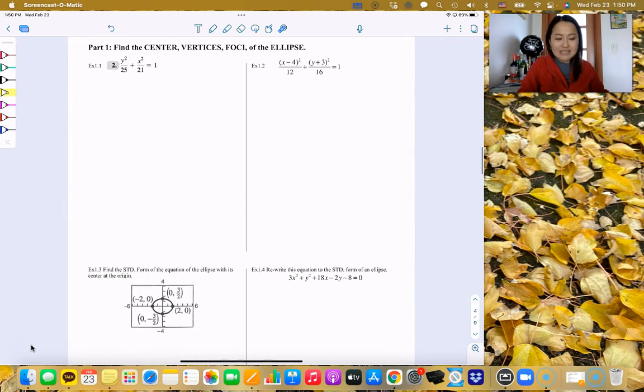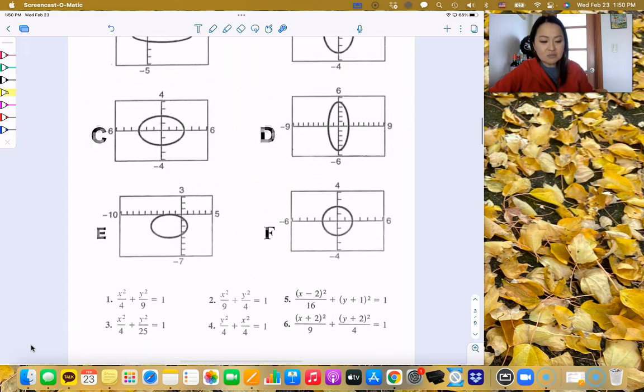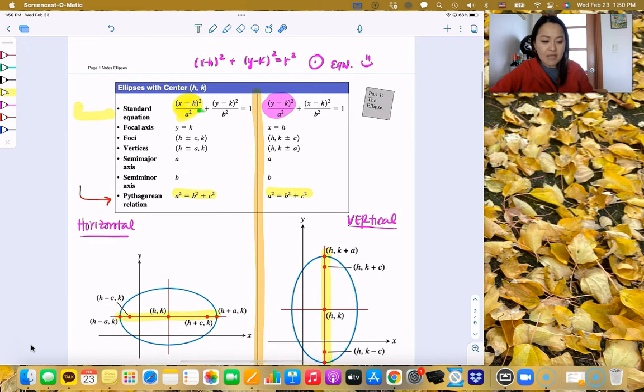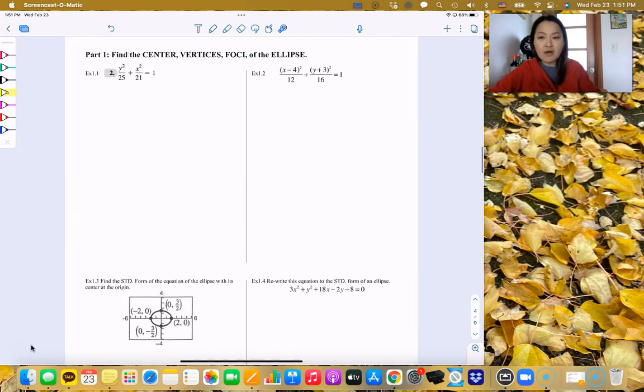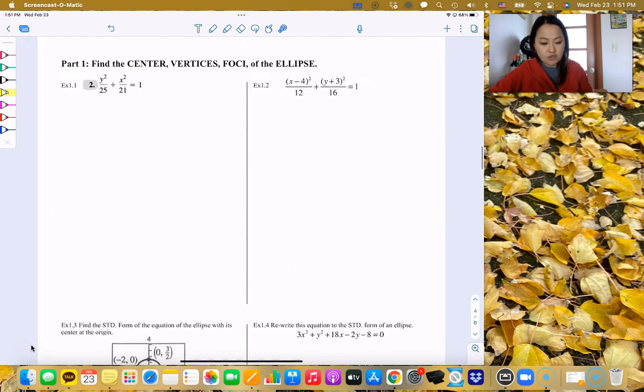Find the center, vertices, and you'll see how the notes in this unit are going to be very similar to one another, so you can follow a similar pattern. And again, this is number 2 on your homework. Find the center, vertices, foci of the ellipse. Can you tell that this is an ellipse? Yes, because you know that the STD form is very similar to a circle, but not really. Same, but a little different. All right, let's do number 2 and 1.2 together.